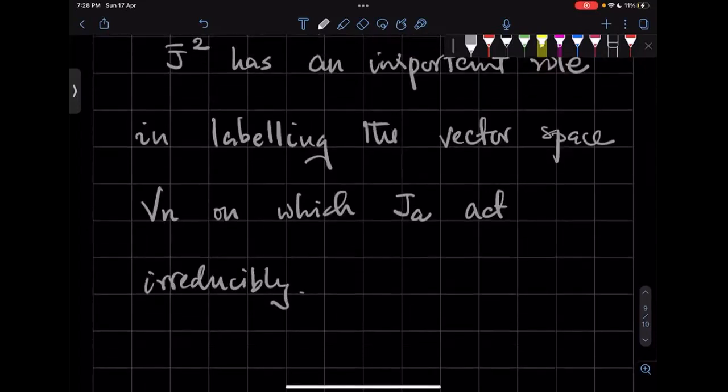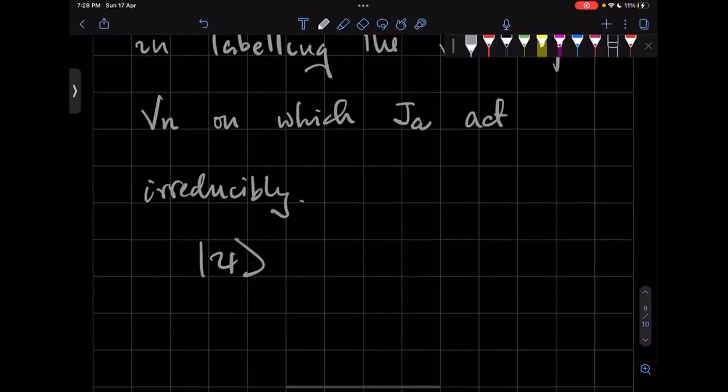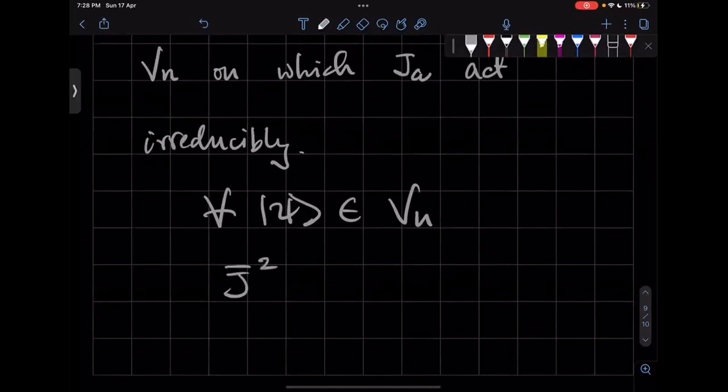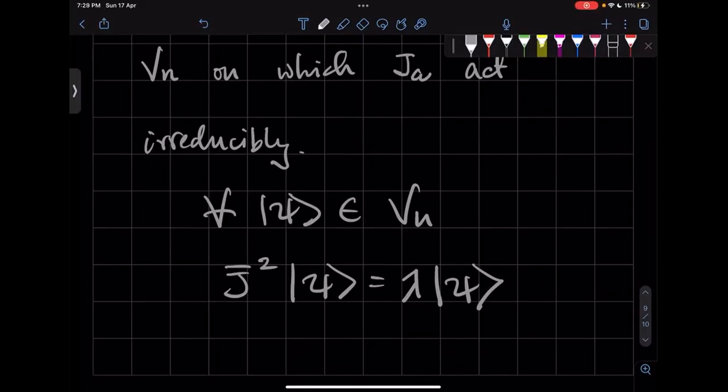Okay, so if you take any vector from this vector space, for any vector psi from the vector space on which J_A act, J squared will give you lambda psi, right? By definition, right? But not by definition, but by Schur's lemma, right? Okay, do you agree? Yes, sir.